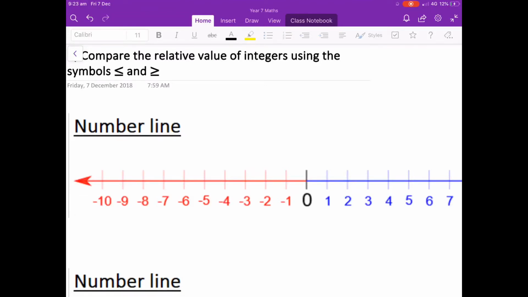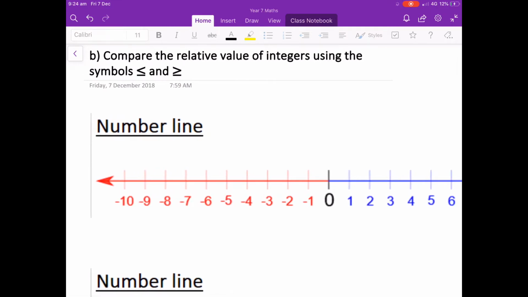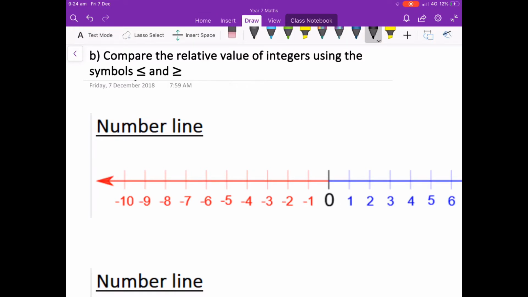In this screenshot, we're going to be looking at the learning goal up the top here in the title that says, compare the relative value of integers using the symbols greater than or equal to or less than and equal to. Okay, you all will be familiar with greater than and equal to. You all will be familiar with greater than or less than.